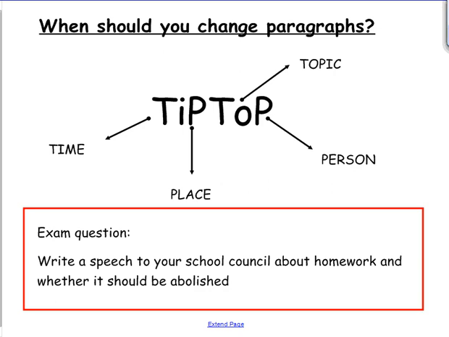The main exam question for these examples is to write a speech to your school council about homework and whether it should be abolished. For this, you need to deeply consider your purpose, audience, and form. The purpose would be to argue as to whether or not homework should be abolished. Your audience would be the school council, which is a group of your peers, and the form would be to write a speech.